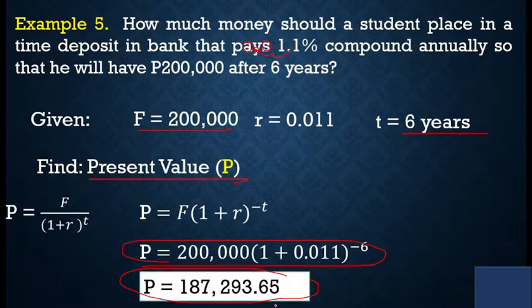Okay, pangutana diri. Mas better kung naa kay scientific calculator nga ma-install sa imong cellphone kay para mas dali lang jud siya i-solve. Okay, so the answer is 187,293.65 pesos. Pangutana mo diri kay para mo proceed ko. So next example po.